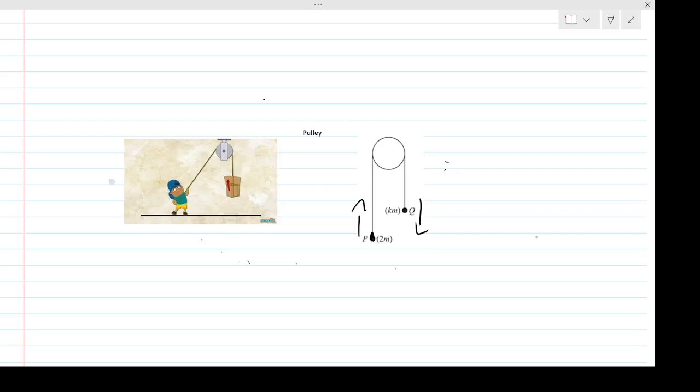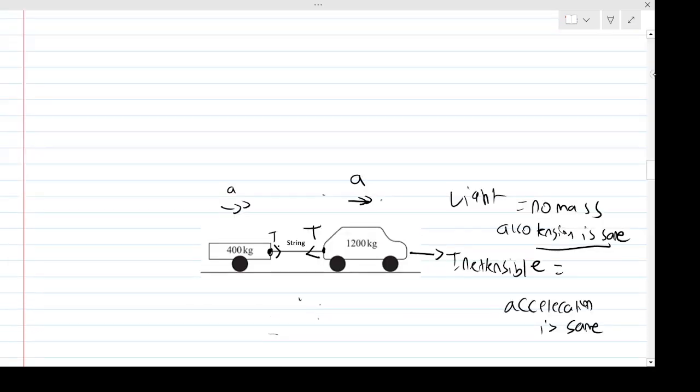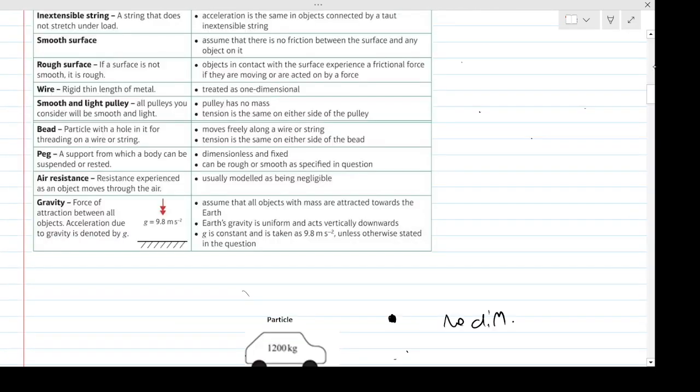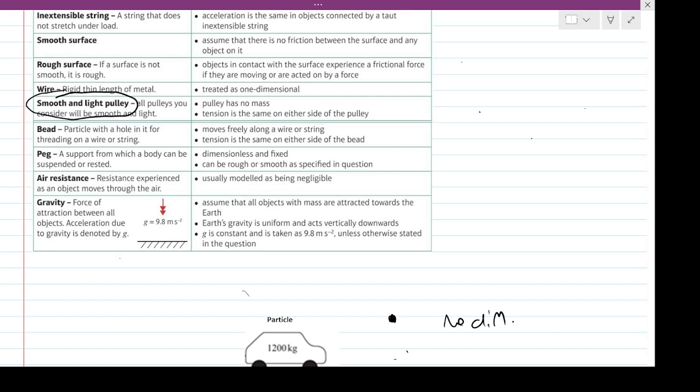And as for the pulley itself, there are some assumptions about the pulley machine here. The pulleys, at least in this course, will be smooth and light. As we already discussed, smooth means there will be no friction, and light meaning the pulley has no mass.